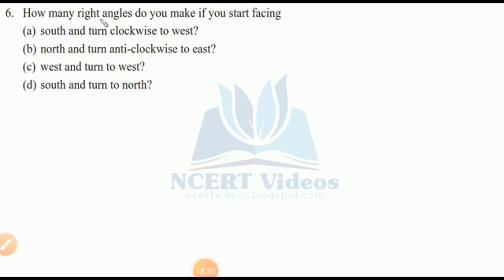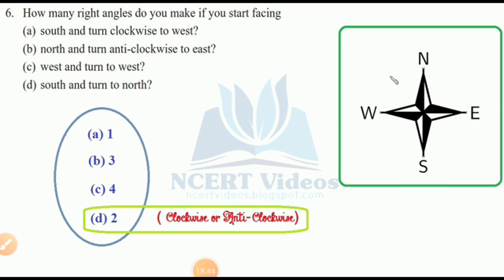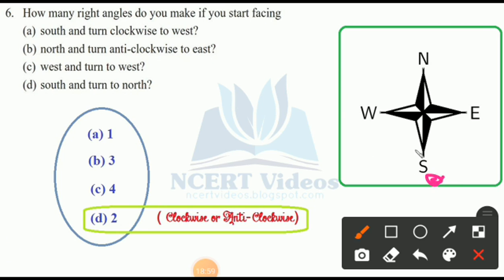Correct. How many right angles do you make if you start facing south and turn clockwise to west? North and turn anti-clockwise to east. West and turn to west. South and turn to north. Very good question, beta. Here they ask us how many right angles do you make if you start facing south and turn clockwise to west. First of all, you have to stand on south and go clockwise up to west, this side. How many degrees are you moving? 1 time right angle.